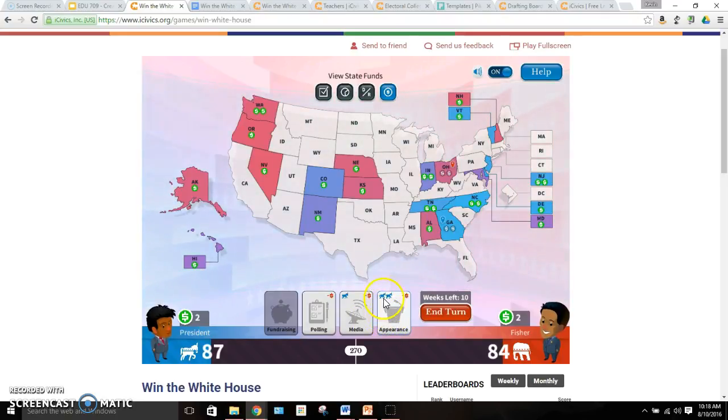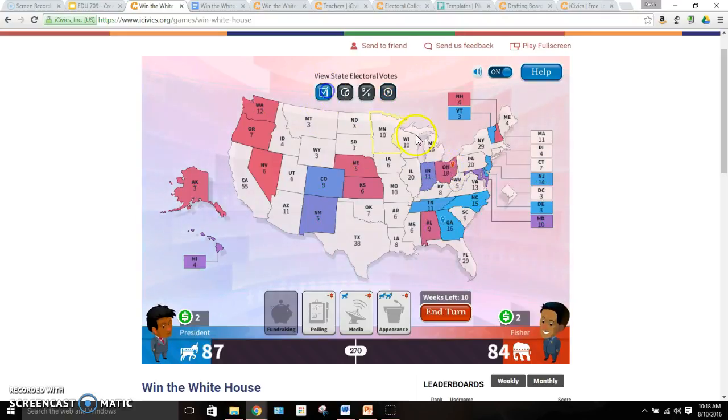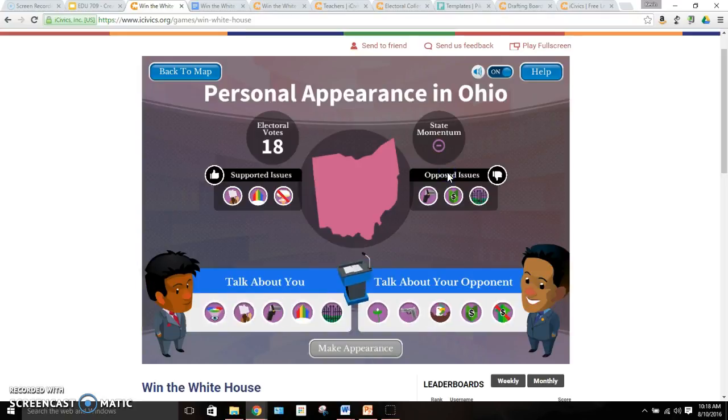So in this case, the donkeys right here represent my momentum. So let's say I like Ohio here. Of course, there's good electoral votes there. So I'm going to focus on Ohio. I'm going to make an appearance in Ohio. And then, this is where it counts here. These are the issues that the state likes. These are the issues that the state doesn't like.